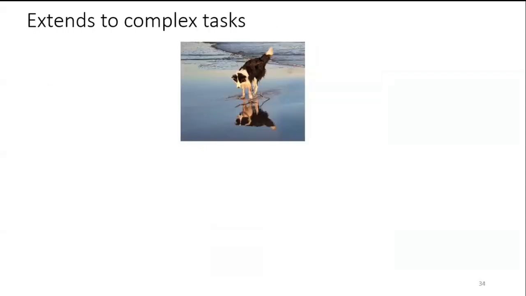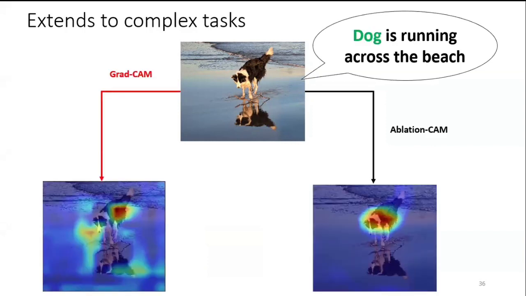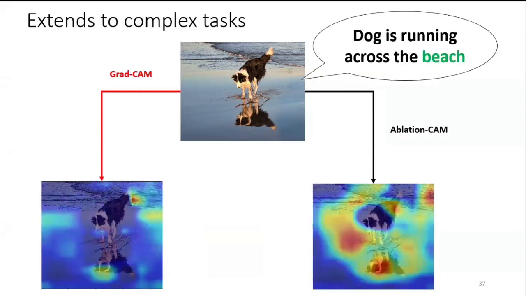Next, I'd like to show the application of Ablation-CAM to more complex tasks. We see here one example of image captioning. The caption generated is "dog is running across the beach," and if we see the visualization with respect to the word dog, we see that Ablation-CAM highlights the body of the dog, whereas Grad-CAM does not do a very good job here. Similarly, if we generate a visualization with respect to the word beach, Ablation-CAM visualizations still seem to be more reliable.